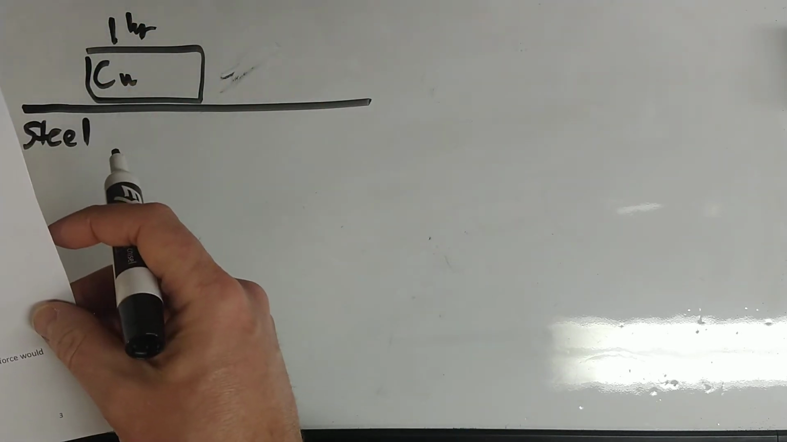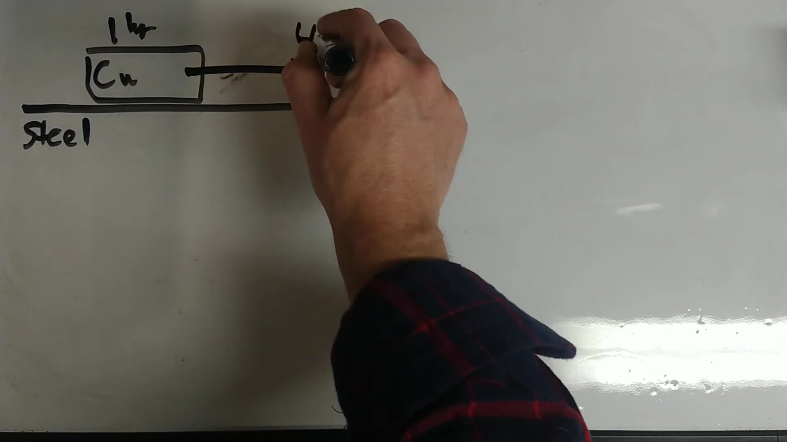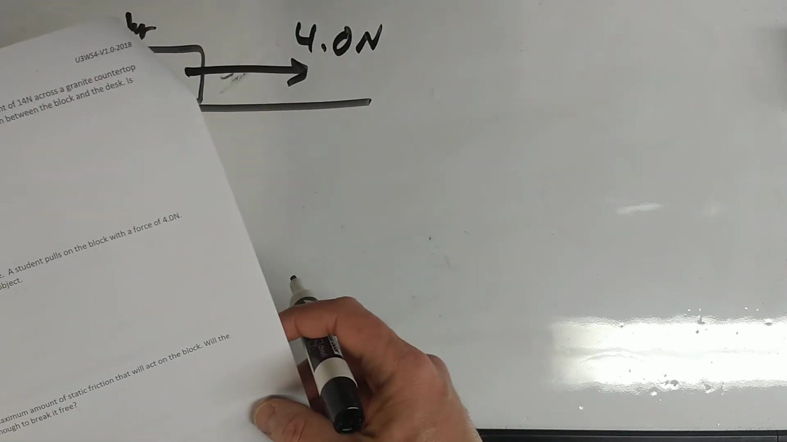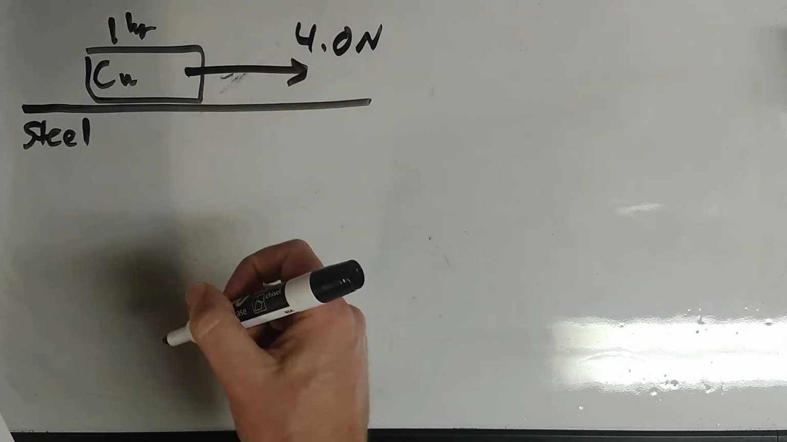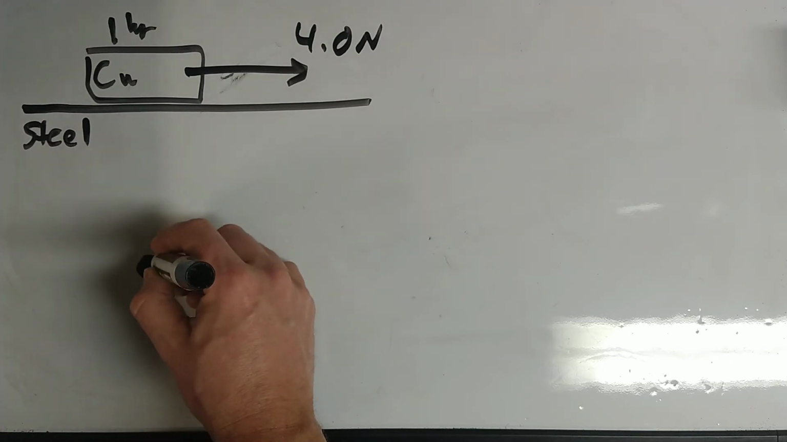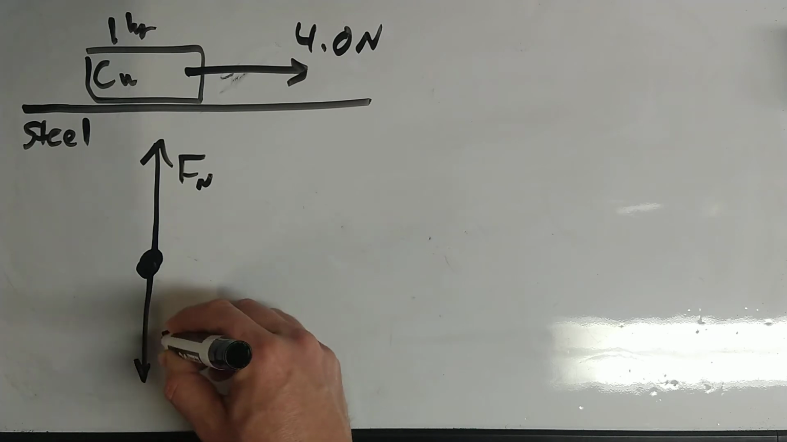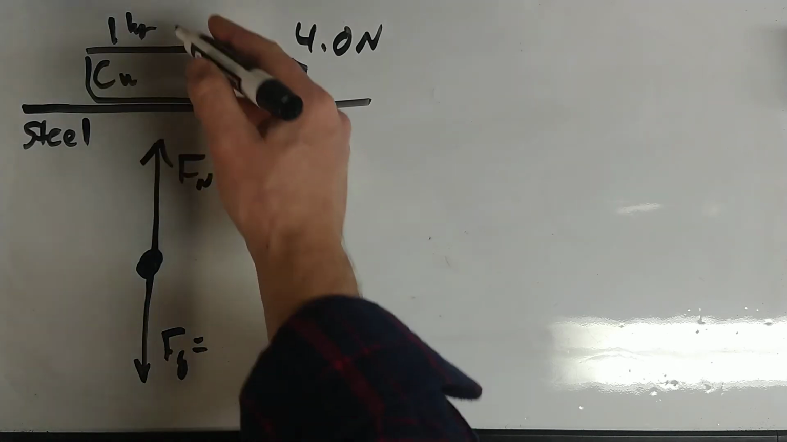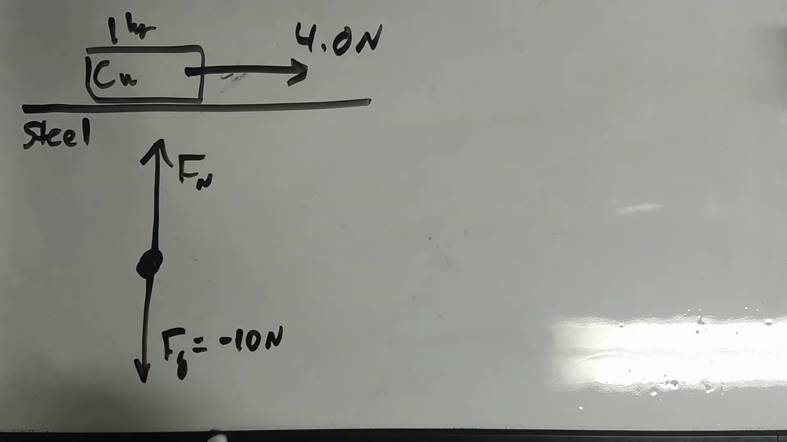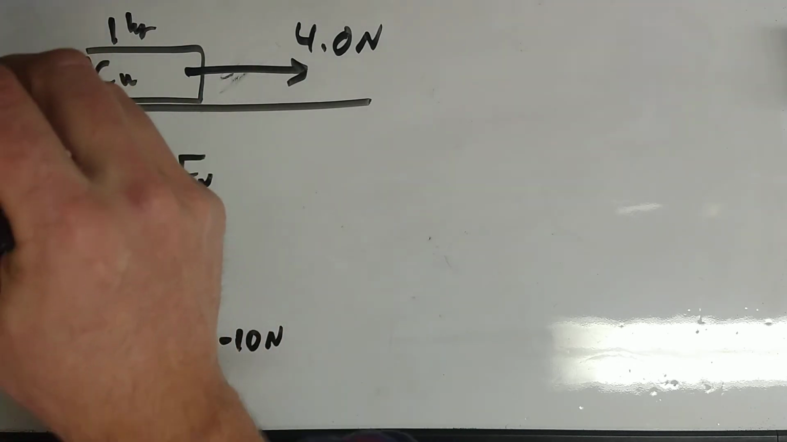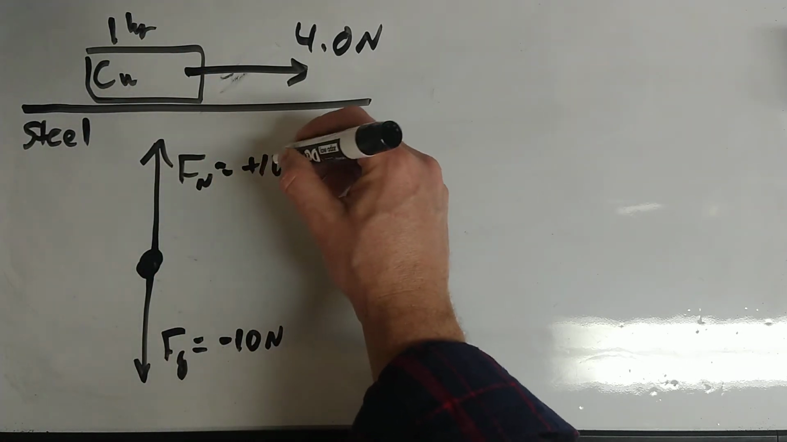All right. It is pulled with a force of 4 newtons. Okay, 4.0 newton force. Great. Force diagram. Here we go. We label all the forces. Fn, Fg. Fg would be mg. That would be about negative 10 newtons. So we're doing this quickly now, right? Fg, mg, 1 kilogram times about 10. It's got to be negative because it's going down. Negative 10 newtons. Normal force plus 10 newtons.